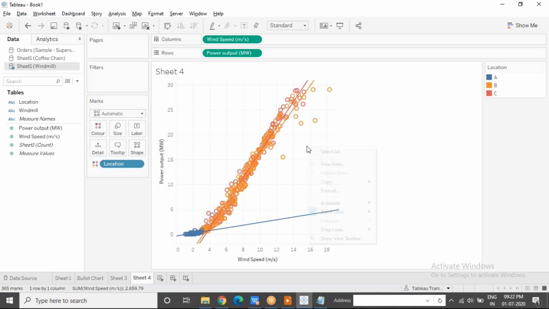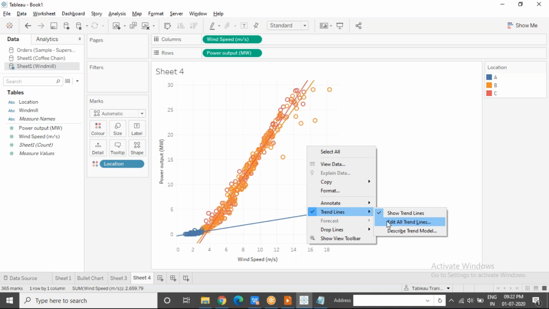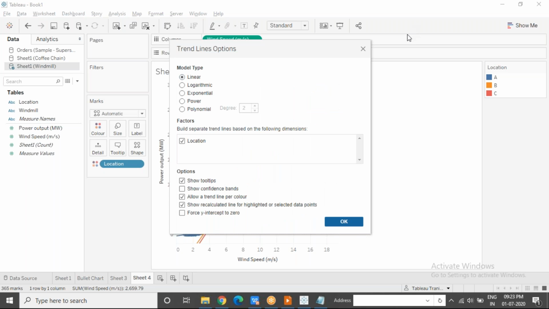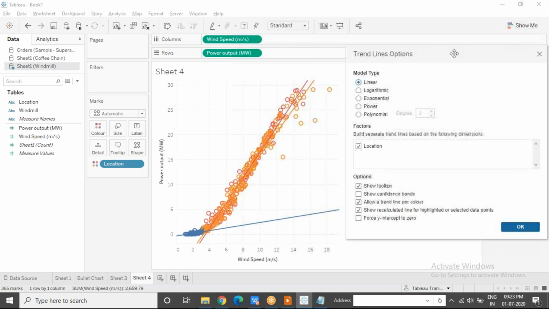Now let me right click on the chart again. When we go to trend lines, there is an option to edit the trend lines. When I select it, the dialog box to edit the trend lines comes up. In the lower section, it says build separate trend lines based on the following dimensions: location, which is on the color shelf, because it will allow a trend line per color only, not for any other shelf.